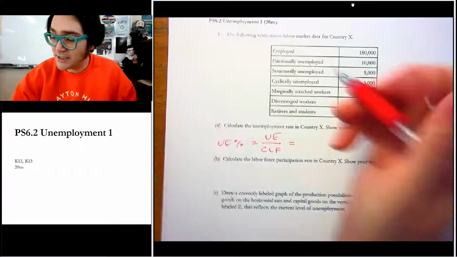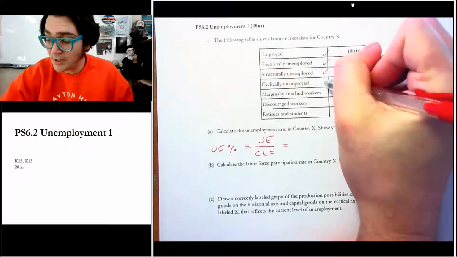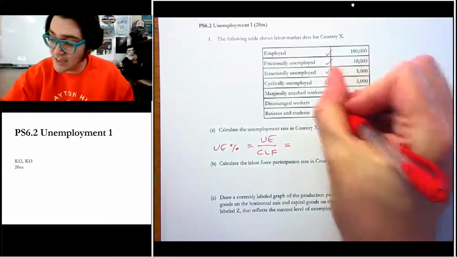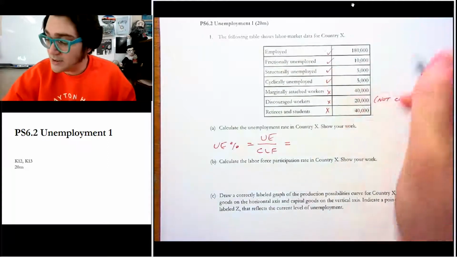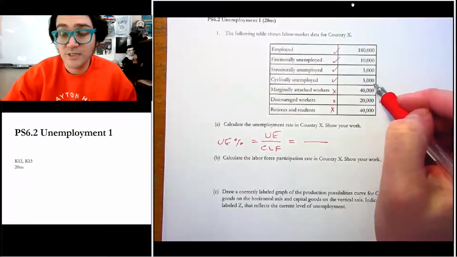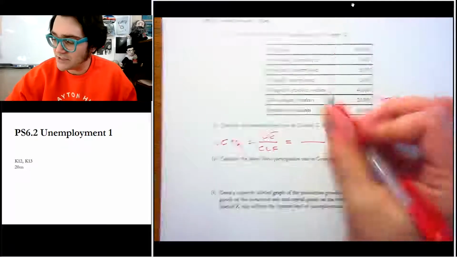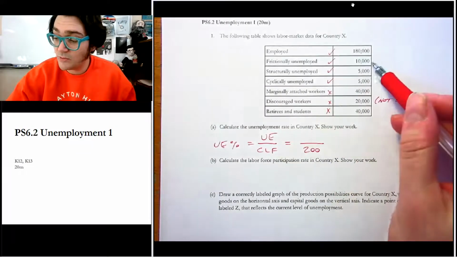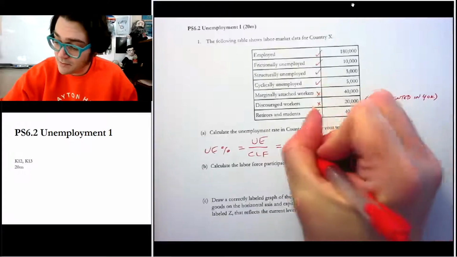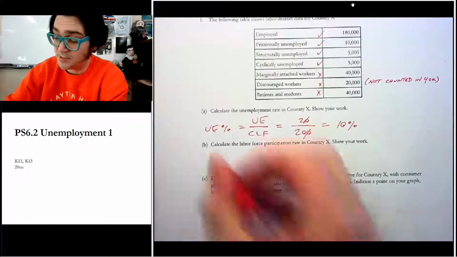So we can immediately look at it and say, well, the unemployed people count, unemployed people count, unemployed people count. Marginally attached do not count. Discouraged obviously do not count. Retirees and students don't count. So the labor force is just going to be these four groups up at the top. And so that's 180, 190, plus 5 is 200. And then we just say, what's the number of unemployed? Well, 10, 5, and 5 is 20. So 10%.